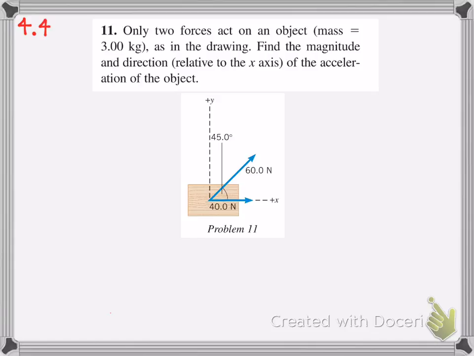So in the illustration we see an object where a force of 60 newtons and 40 newtons is being acted upon it. And we know that the angle between these two forces is 45 degrees. So how do we solve for this?